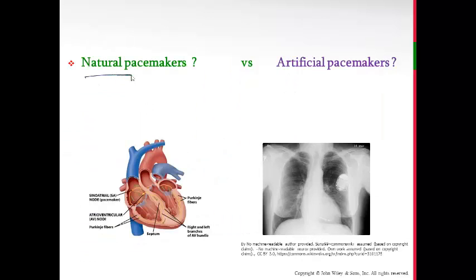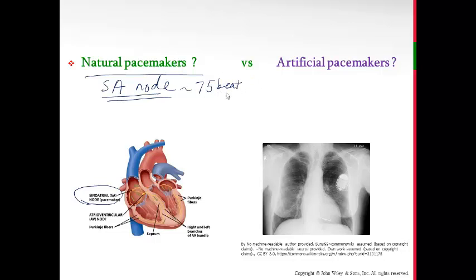So our natural pacemakers are all your nodal systems, starting from your SA node, right over here. Okay, so here is our major pacemaker. And as we say, they set up the stage for 75 beats per minute.